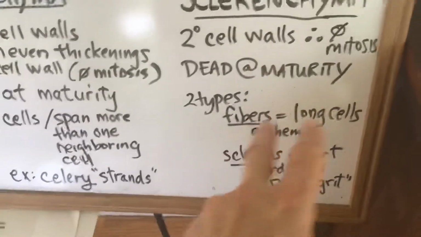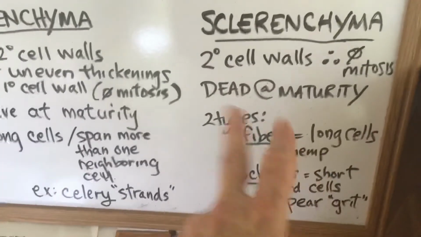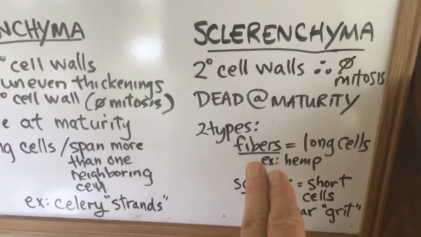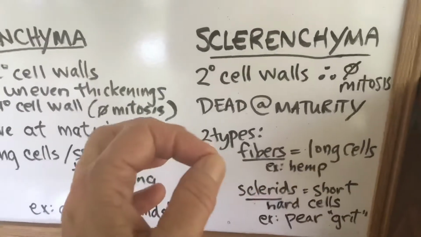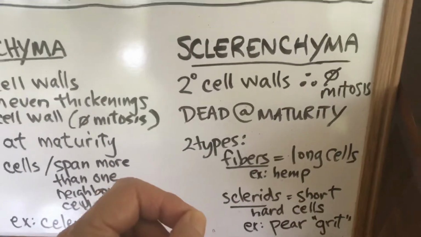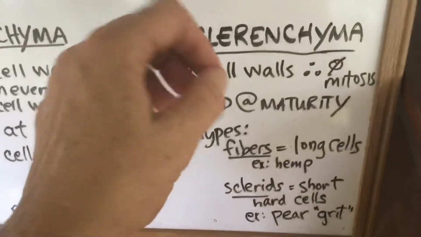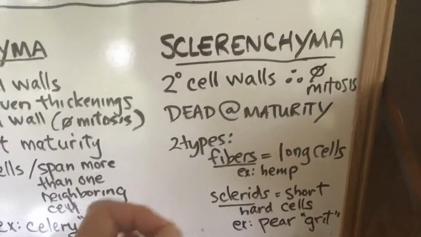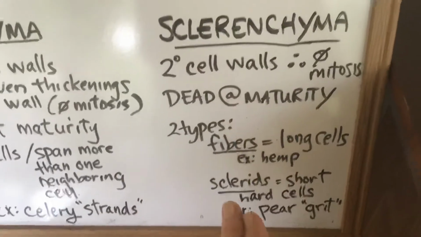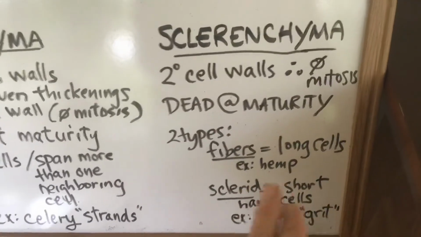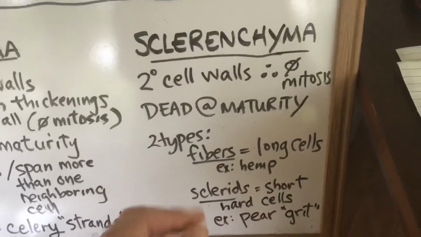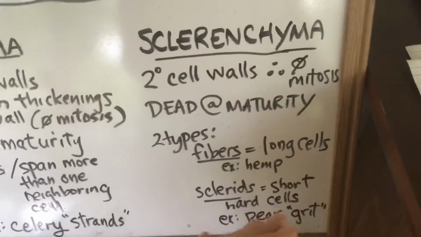There are fibers, which are very long. Again, they span more than one of the neighboring cells, but these are dead. So these are actually, more strictly speaking, supportive structures. And like in hemp, for example, the stuff that we make rope out of, those are the fibers that we're talking about. And sclereids are short ones. They're short and really hard. So when you eat a pear, that grit that you taste within the pear flesh is a sclereid.